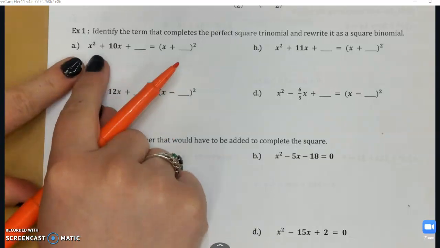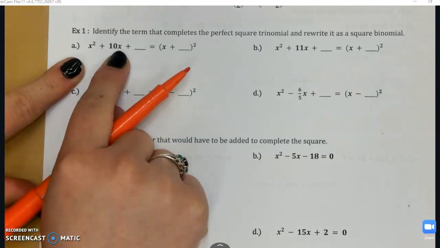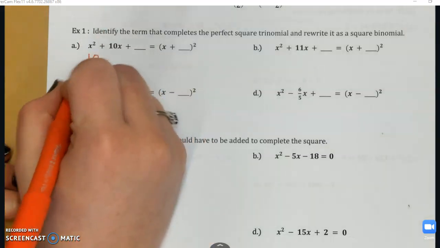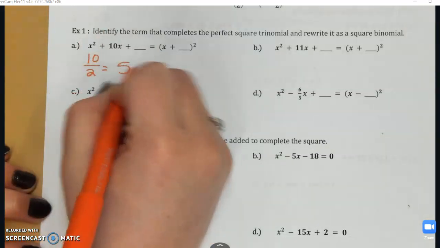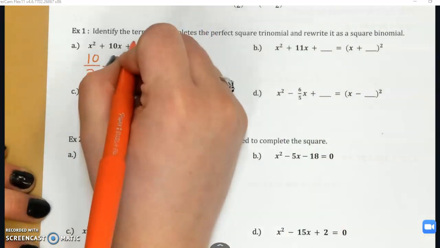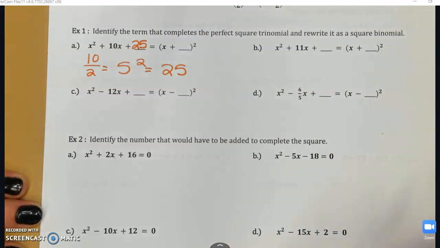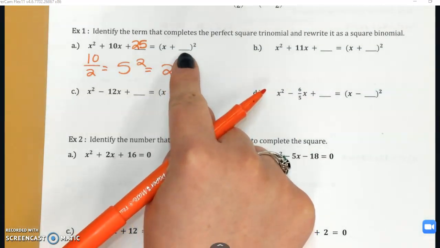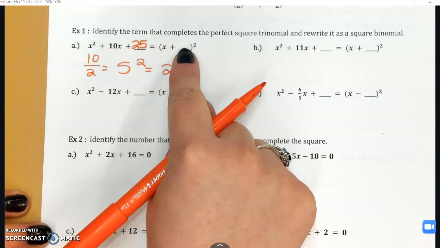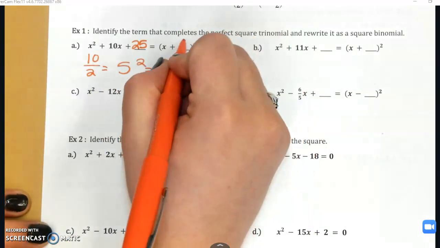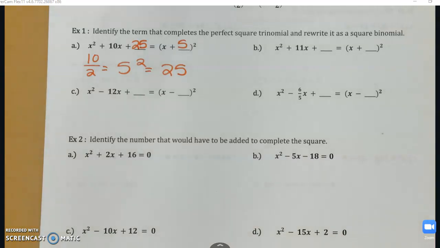So on part A first, my middle term is 10. If I half 10, that is 5. And 5 squared is 25. So 25 is the term that completes my perfect square trinomial. And if I'm rewriting this as a squared binomial, that second term, x plus blank, that is half of my middle term. So that is 5, x plus 5 squared.